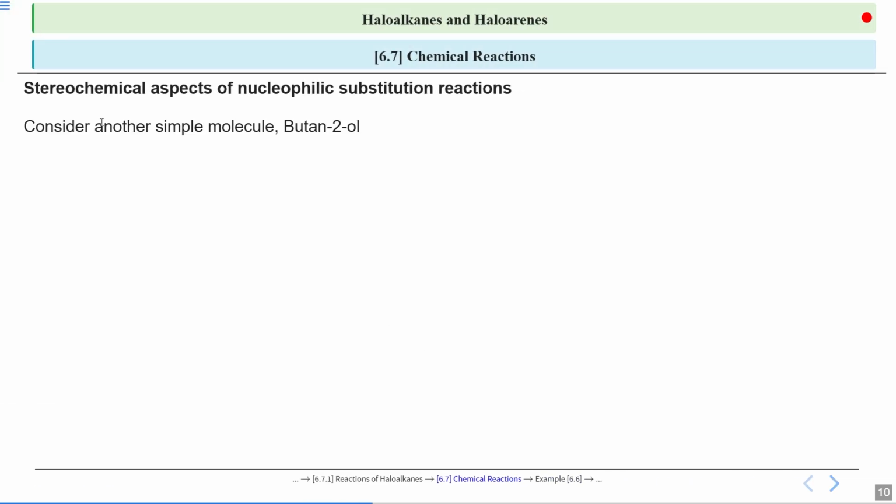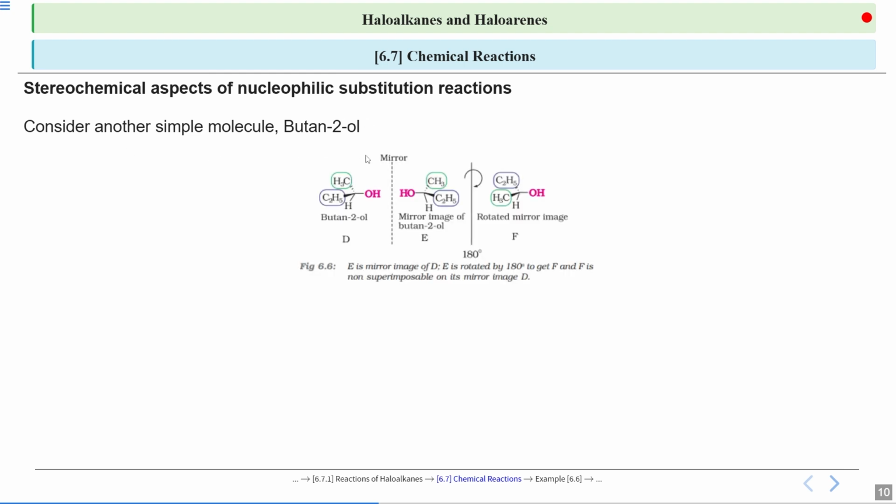If we consider another simple molecule, which is butane 2-ol. Here, butane 2-ol means 4 carbons are there, and at the second position we have a hydroxyl group. It is the structure of butane 2-ol, which we are calling structure D. Now, the carbon at which the hydroxyl group is attached is also attached to a methyl group, an ethyl group, one hydrogen, and one hydroxyl group.